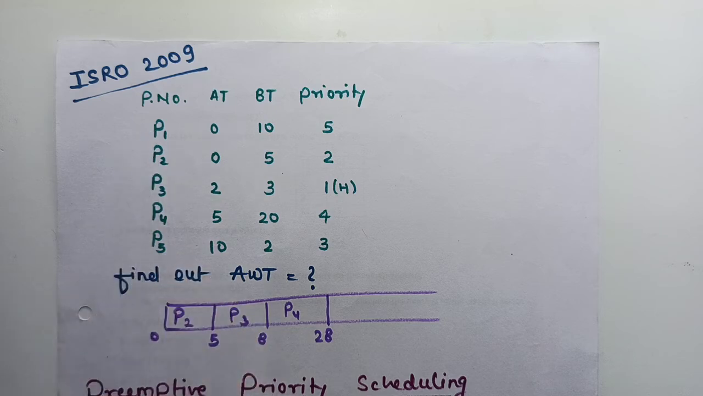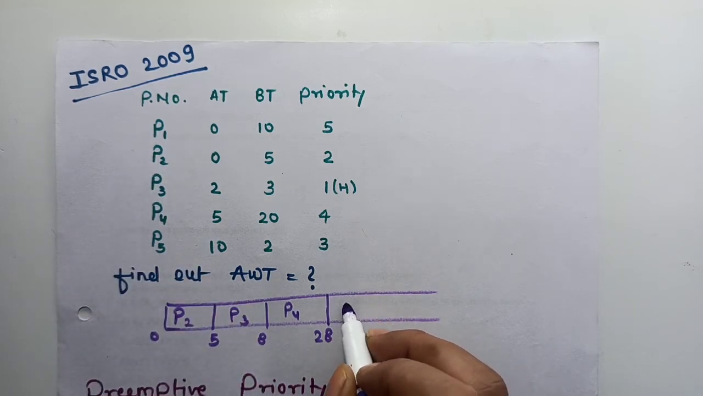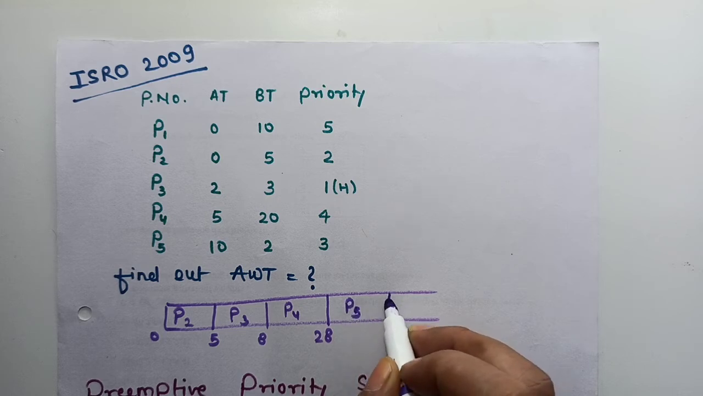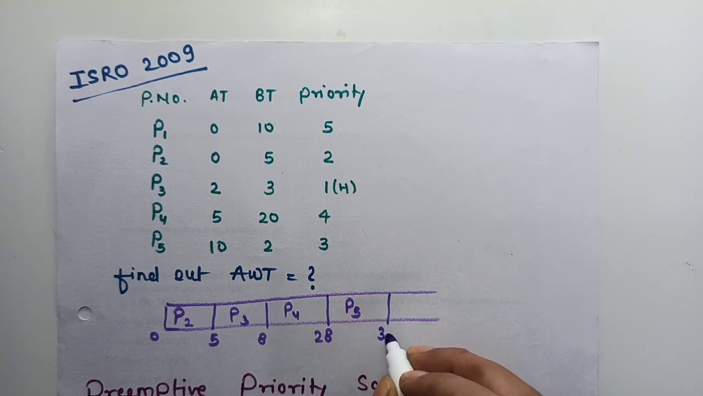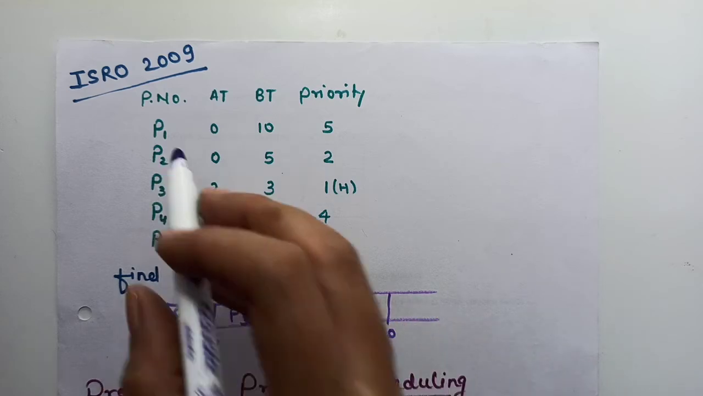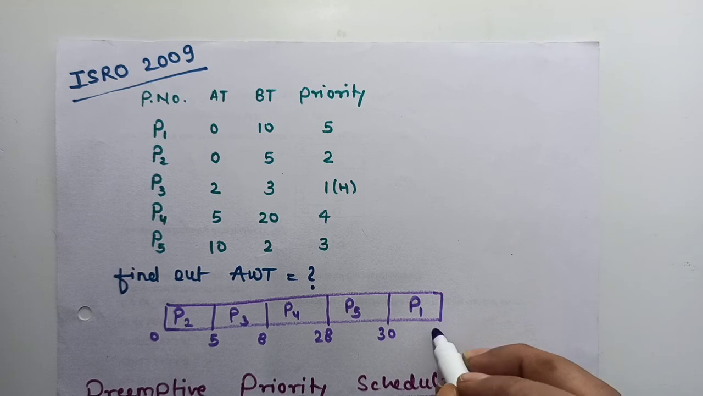So now P1 and P5 are left. So which process to schedule? Process P5, right? Process P5 for how much time? Sorry, for 2 time units. So it is 30. Then the next process P1 is left. Process P1 will be executing for how much time? 10 time units. So it is 40.